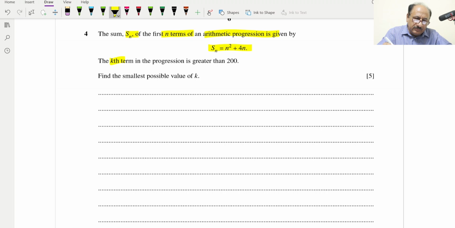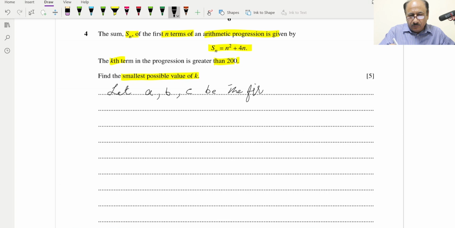The kth term in the progression is greater than 200. So find the smallest possible value of k. Let us suppose A, B, and C be the first three terms of the arithmetic progression. So Sn is provided.